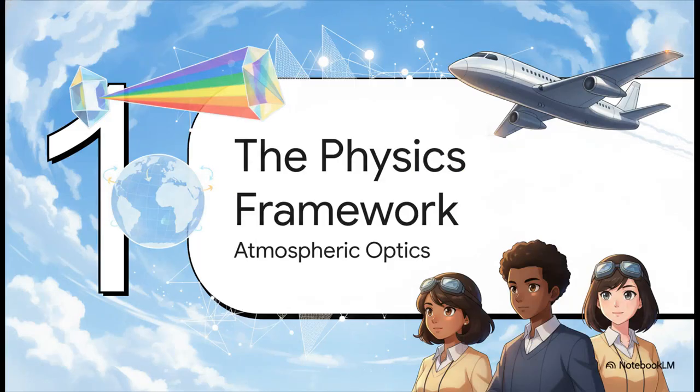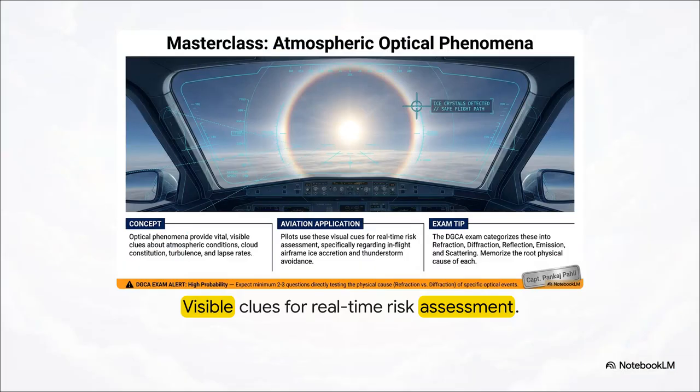Section 1. The physics framework. Understanding atmospheric optics. Understanding the root physical mechanisms is your foundational key to unlocking those tricky DGCA questions. We can break this whole subject down into 3 main pillars: concept, aviation application, and exam tips. The core concept here is that optical phenomena give us vital, highly visible clues about what the atmosphere is doing, things like cloud constitution and lapse rates. As for the application, you're going to use these visual cues right there in the cockpit for real-time risk assessment, specifically keeping an eye out for airframe ice accretion.